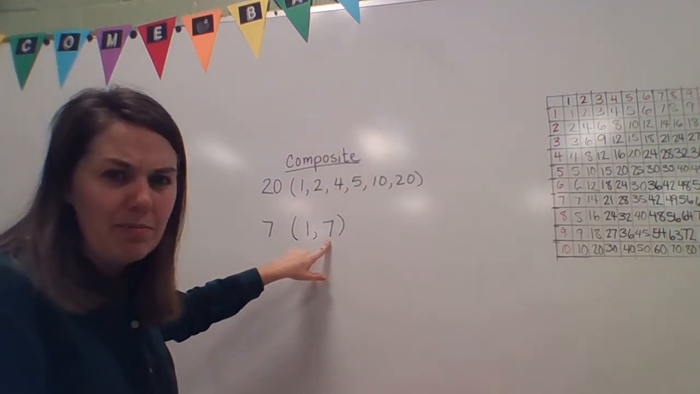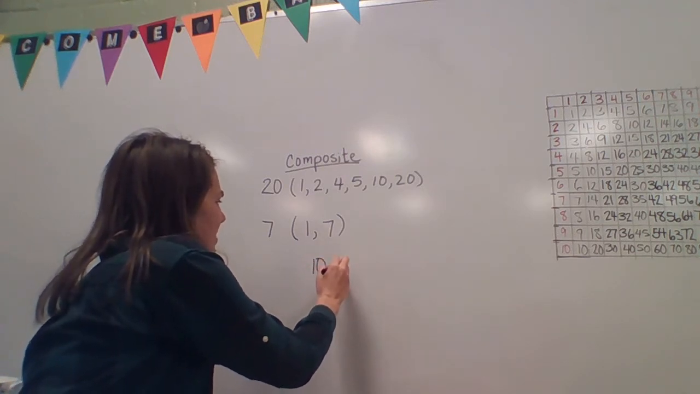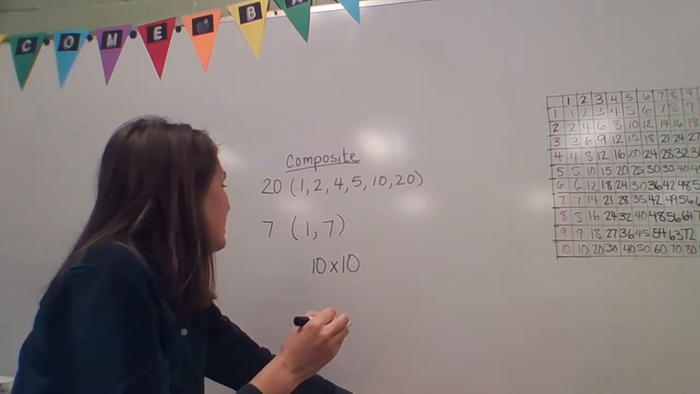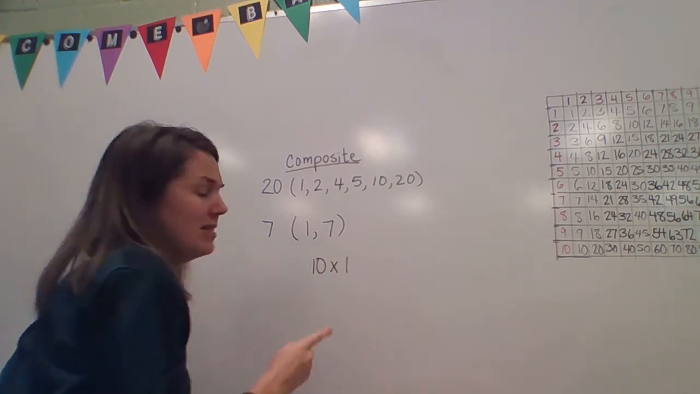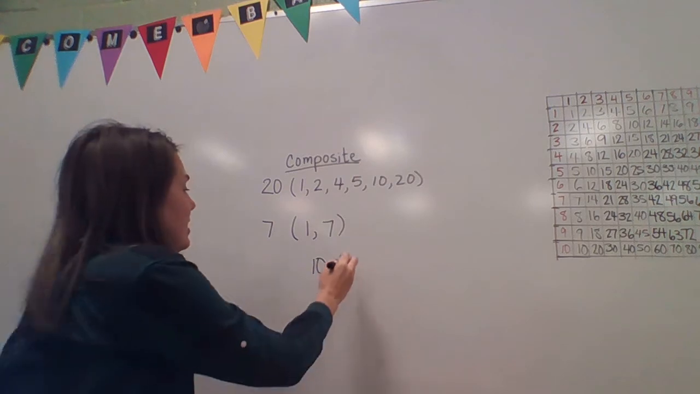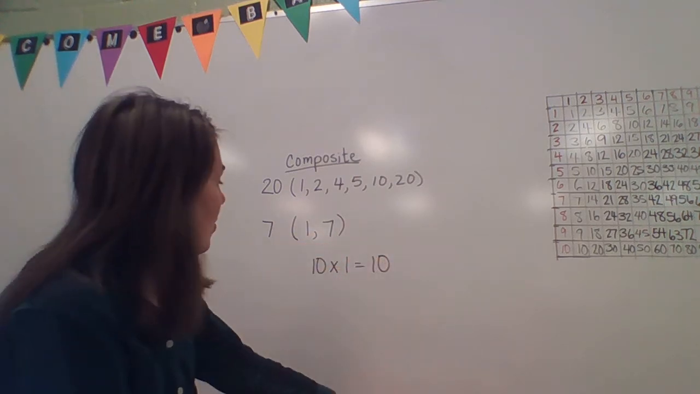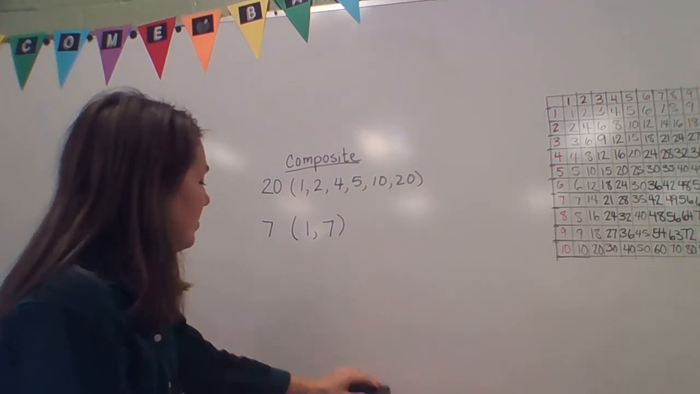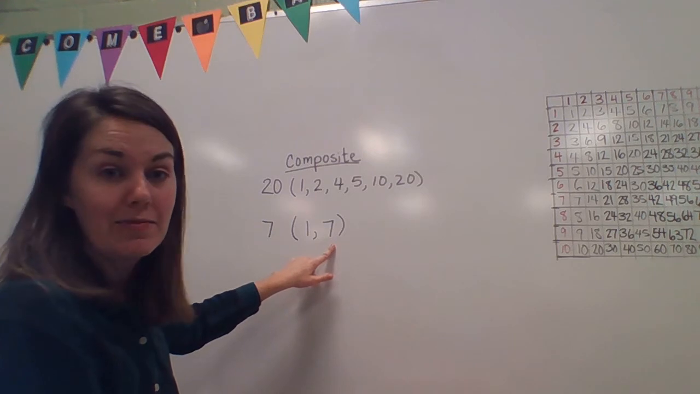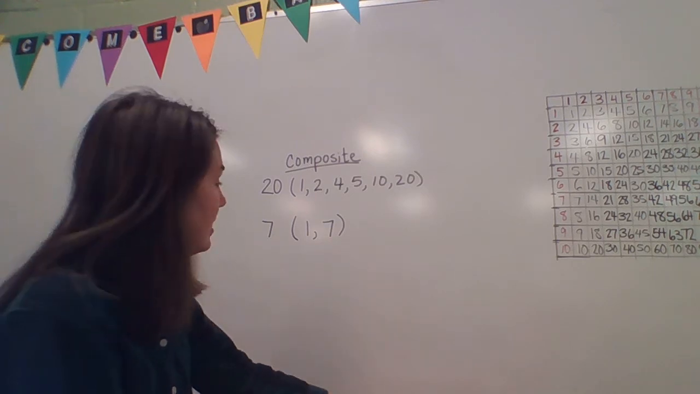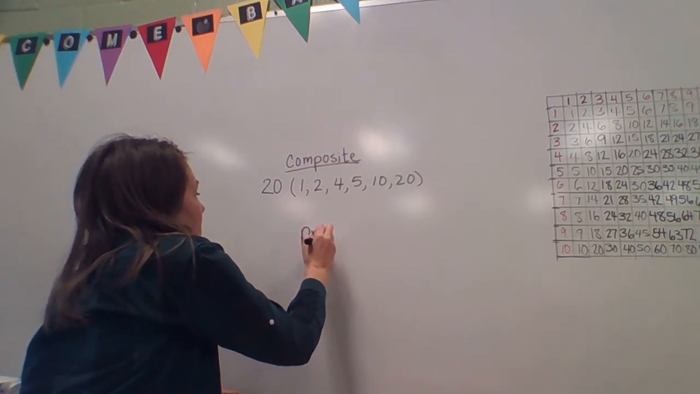So if I had numbers larger than 7, if I tried to multiply 10 times 10, or even 10 times 1, that's the smallest multiple that I can make. It's going to equal 10. That's still larger than 7. So I can't make any numbers with 7 except for 1 and 7 as a factor. Now that means that 7 is what we call a prime number.